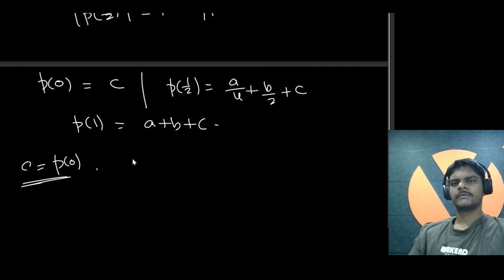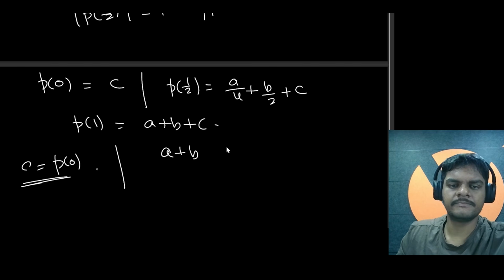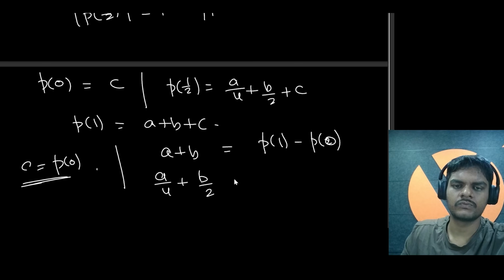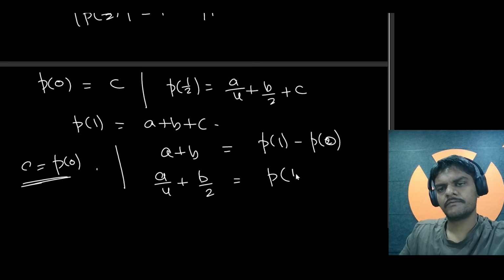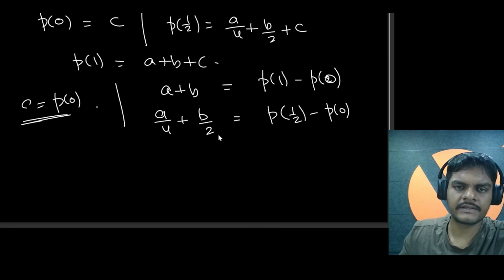Okay. So A plus B is equal to P of 1 minus P of 0. And A by 4 plus B by 2 is equal to P of 1 by 2 minus P of 0. So I have to multiply 2 here, let's say.